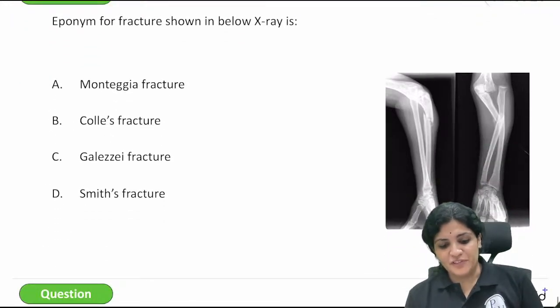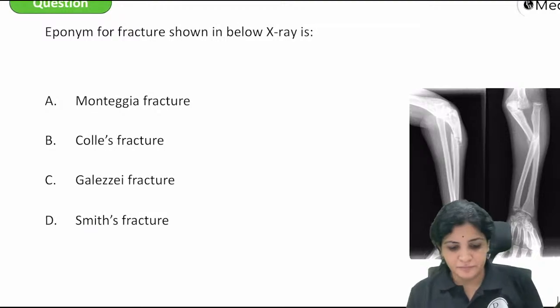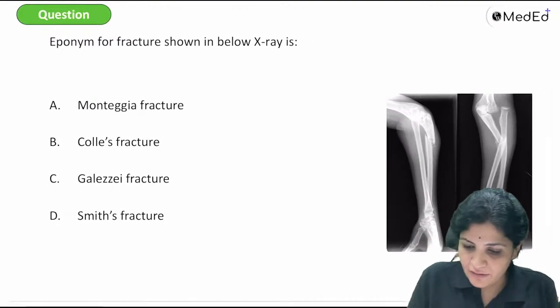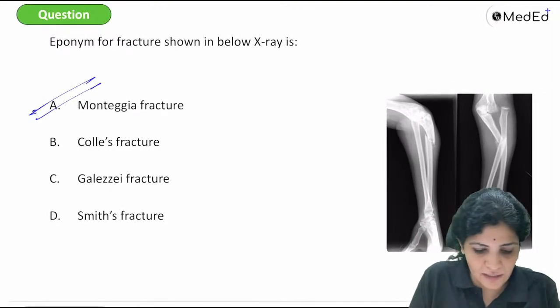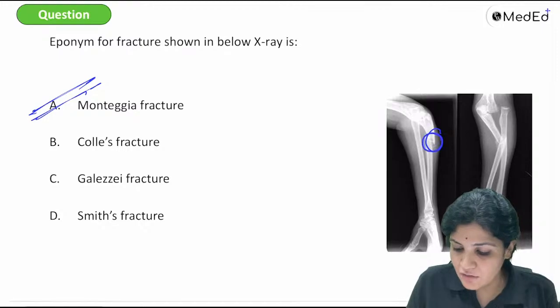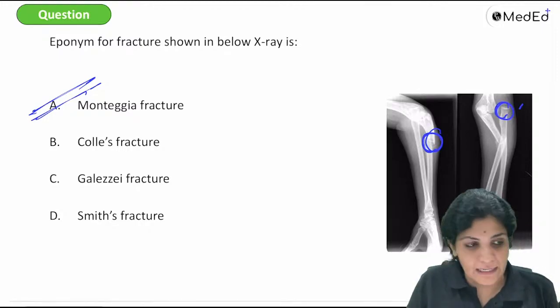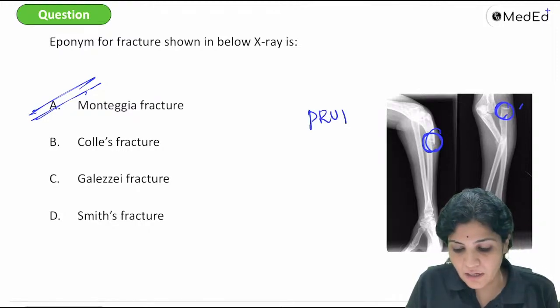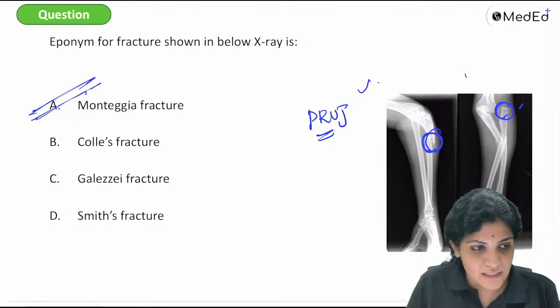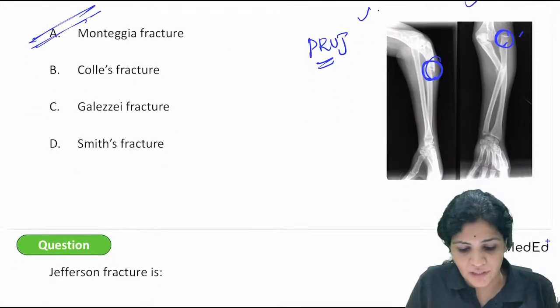Okay, what is the eponym of this fracture? Yes, this is Monteggia. Very good. This is Monteggia. Why is Nitin not answering? Monteggia is fracture of the ulnar shaft with radial head dislocation. So the proximal radio-ulnar joint is involved. Yes, thank you Nitin. So this is Monteggia fracture.